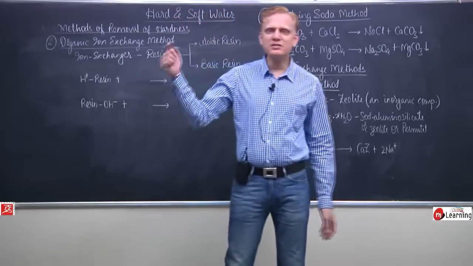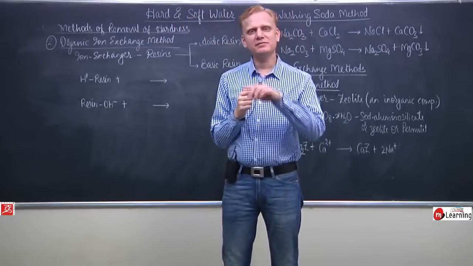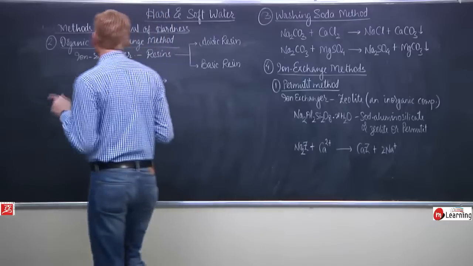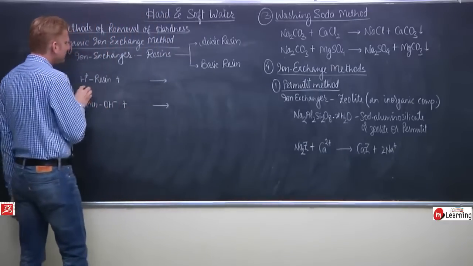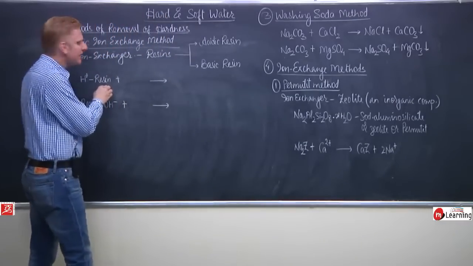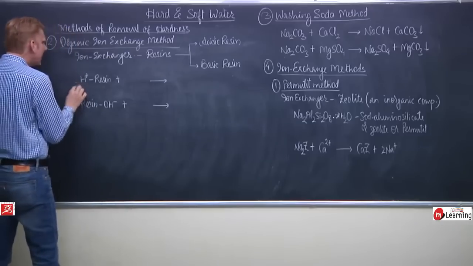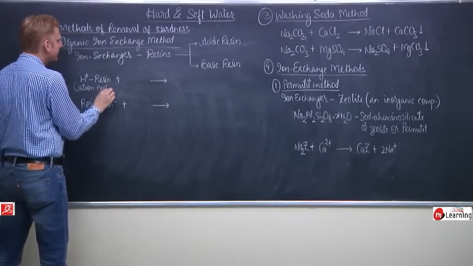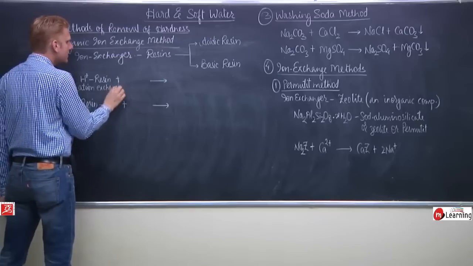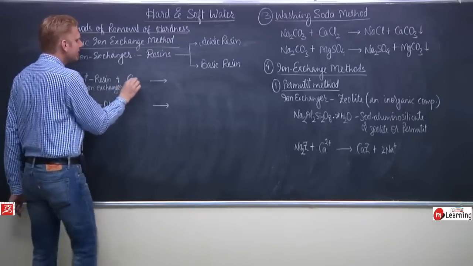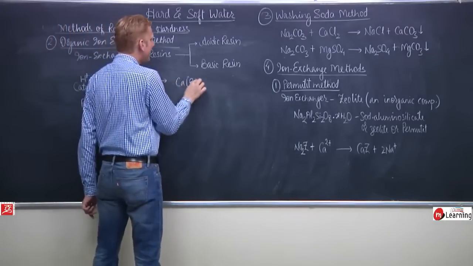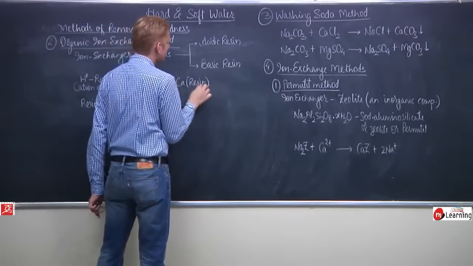When water passes through these compartments in one by one steps, then in the very first step the acidic resin is considered to be a cation exchanger. It is considered to be a cation exchanger, since it will exchange the cationic part of the hardness causing agent.